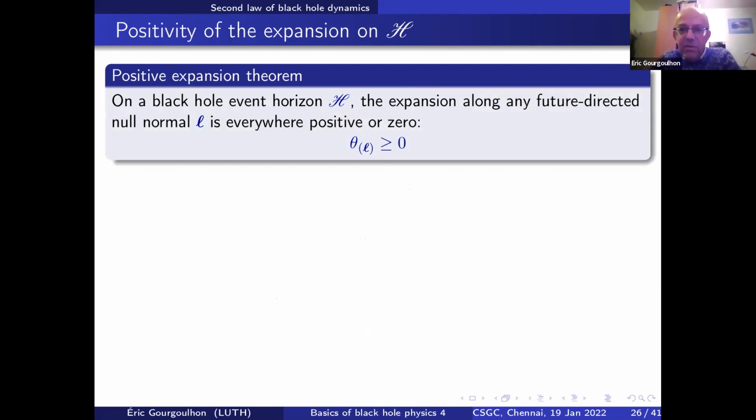If we assume these conditions, this is the so-called positive expansion theorem. So the theorem is as follows. On a black hole event horizon H, the expansion along any future directed non-normal is everywhere positive or 0. So we get that theta L must be positive or 0.